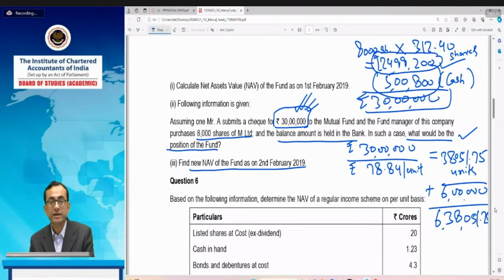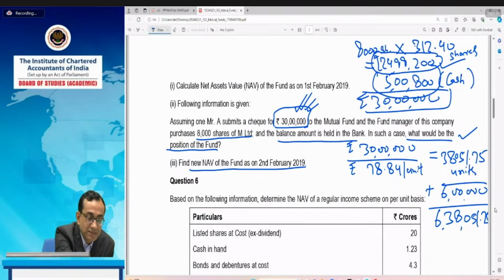Yes, cash will be added at the end of this. Besides, because cash also comes under assets, it will also be added.